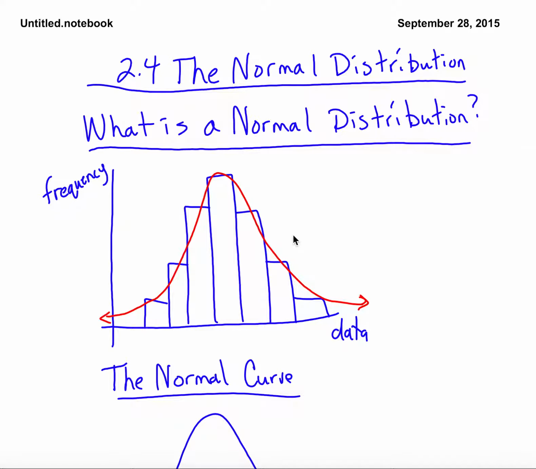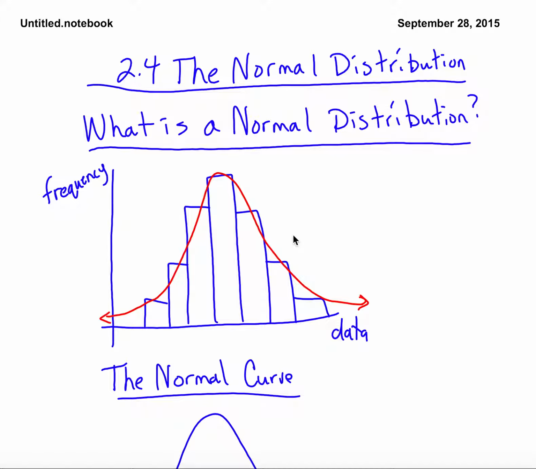In this video, we'll be talking about the normal distribution. And the question is, what is a normal distribution? I want to point out that the definition of normal is not the same in statistics as it is in what you think in real life. In life, normal means something that's common. The normal distribution is not called the normal distribution because it's common.